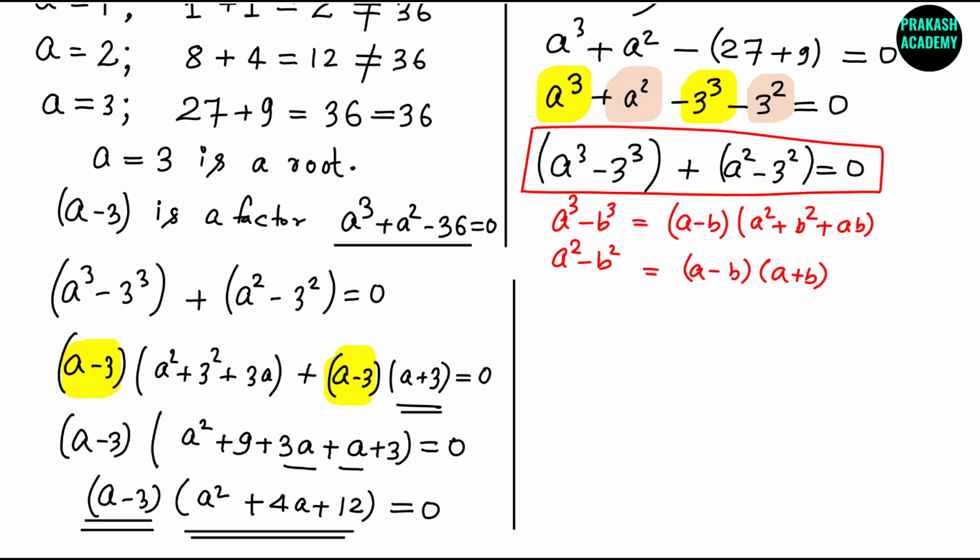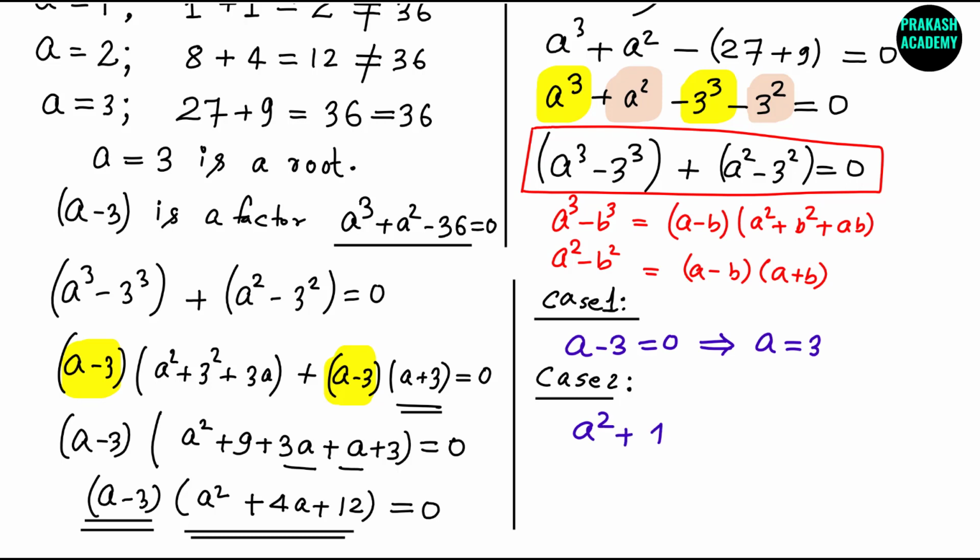So if a minus 3 is 0, let us say case 1. If a minus 3 is equals to 0, this means a is equals to 3. So this is one solution. Case 2, that is, so let us write with black. So this is case 2. That is a square plus 4a plus 12 is equals to 0.